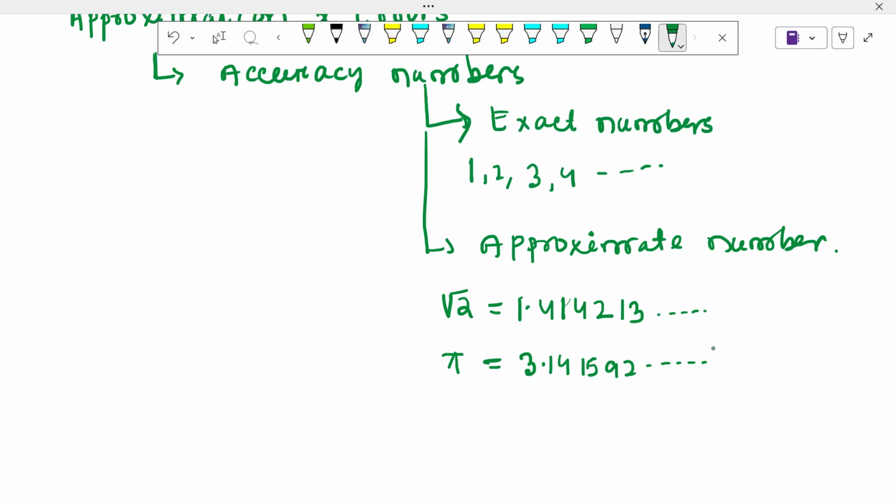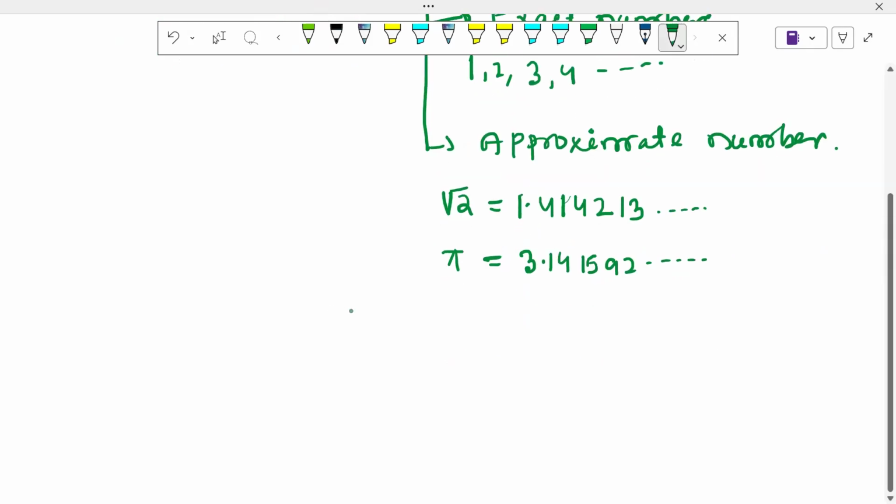Root 2 has infinite digits. Pi also has infinite digits. 1/3 cannot be expressed as a finite number either, it is 0.333. So these numbers, root 2, pi, 1/3, may be approximated, and the given numbers are represented to a certain degree of accuracy, which is called an approximate number.